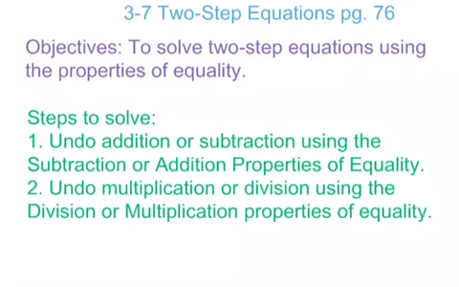Here are some tentative steps or guidelines to solve two-step equations. The first one is you want to undo addition or subtraction using the subtraction or addition properties of equality. So if you see addition, you'd want to apply the subtraction property of equality, and the reverse goes if you saw subtraction. Then, after you did the subtraction or addition, you want to do the multiplication or the division using the division or multiplication properties of equality.